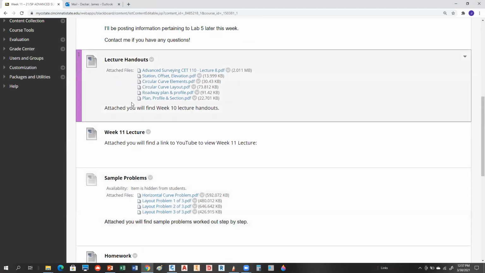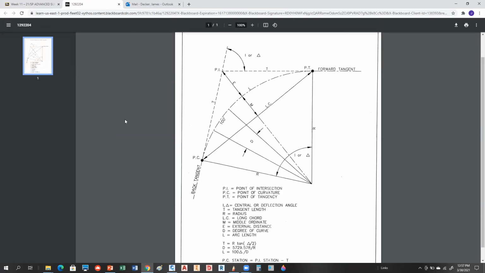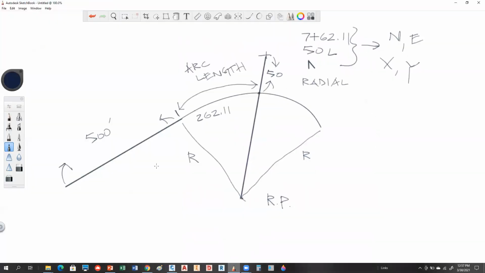Under your lecture notes here, there's a file called circular curve elements. This diagram shows you how all those interrelate into the curve. I'm going to draw this, but you might want to have it handy, printed out or open on your computer, so you can see what's going on. Let me draw this here, and I'll explain each piece as we get into it.